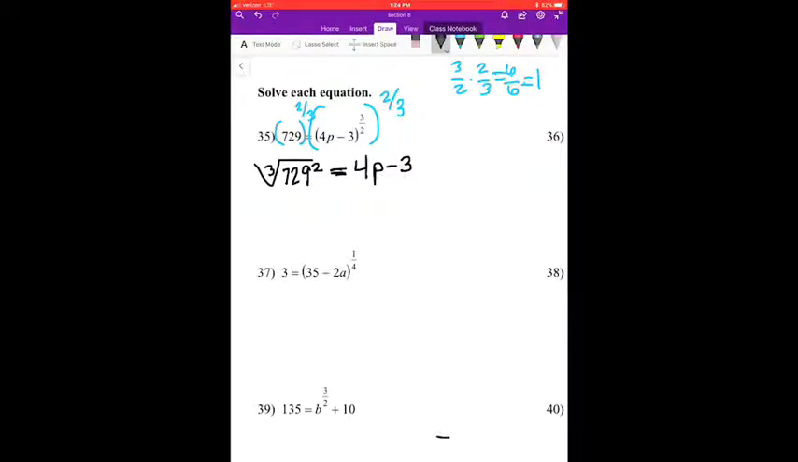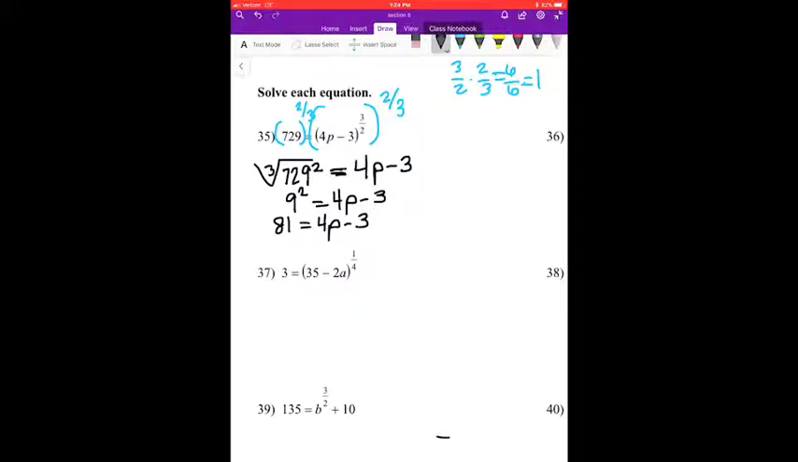So I can either do on the left side 729 squared first and then take the cubed root, or I can take the cubed root of 729 then square it. So that's what I'm going to try to do, see if it's a perfect cube. So 729, take the cubed root and you get 9. But then you have to square it. 9 squared is 81.